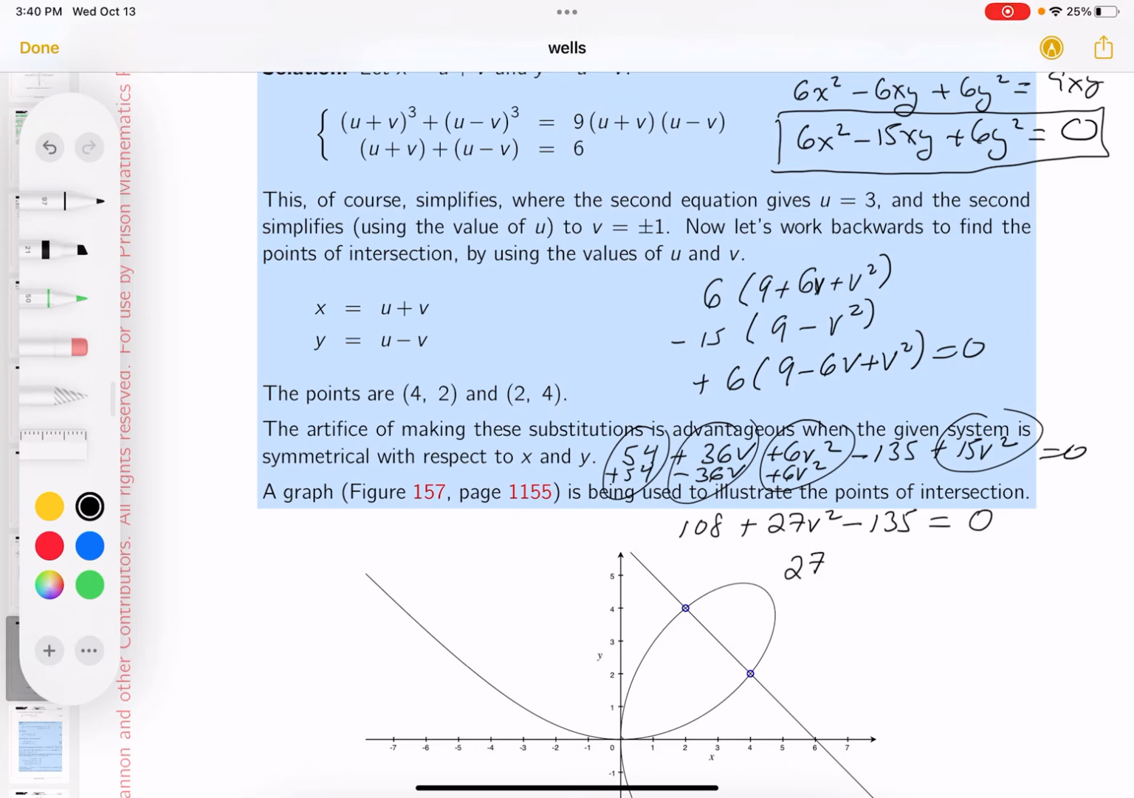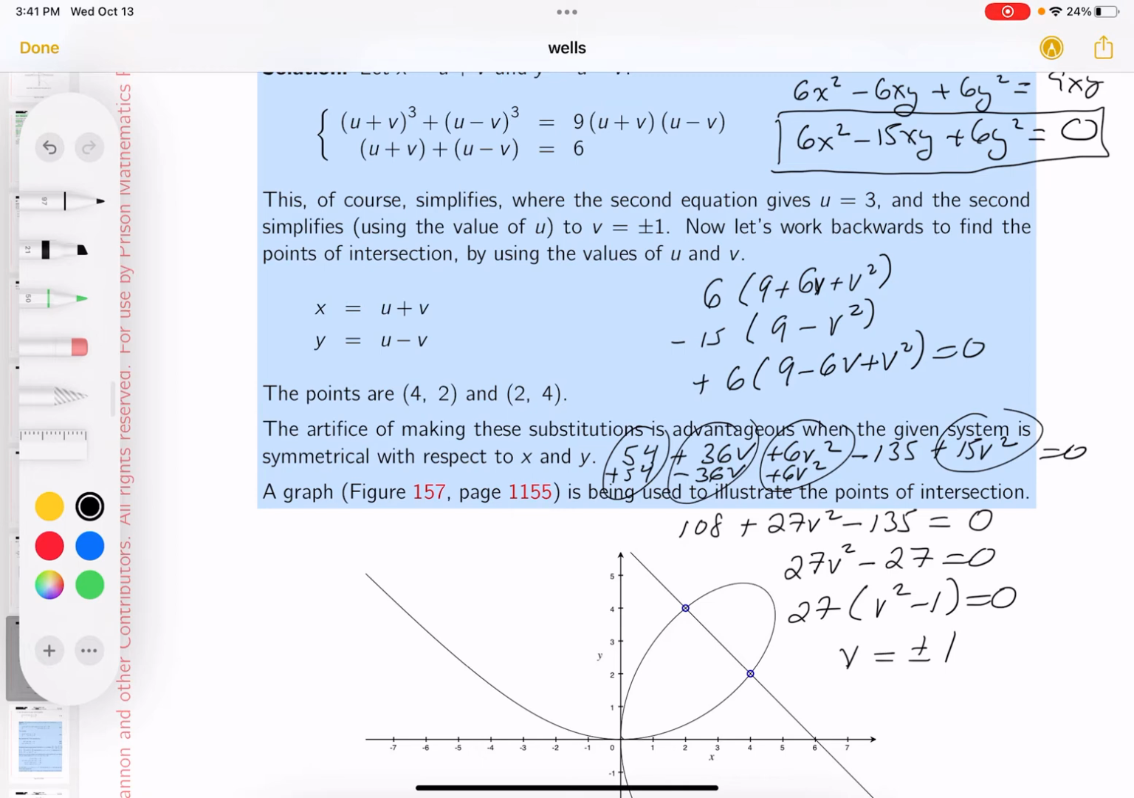This is an equation of one unknown, much easier for me to handle. I'm sorry, I made a mistake over here. And where's my mistake? Oh, no mistake. Let me make sure I did that right. It's 135. That's going to be minus, what is that going to be? Oh, 27. Yeah, 27. And what do you get over here? 27v squared minus 27 equals 0. And you get v equals plus or minus 1 now.